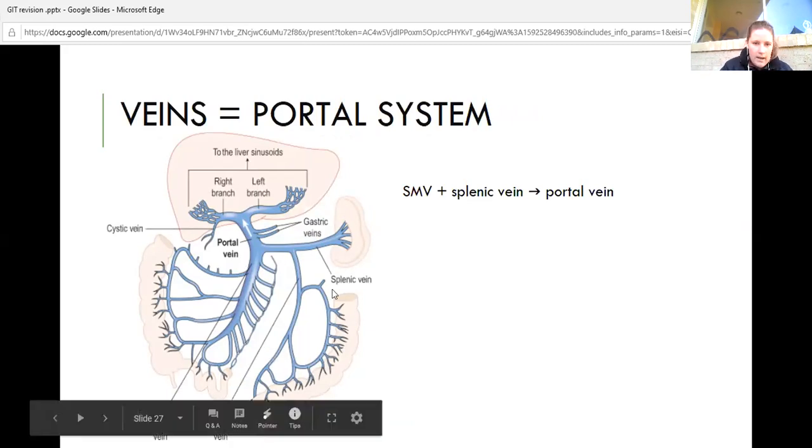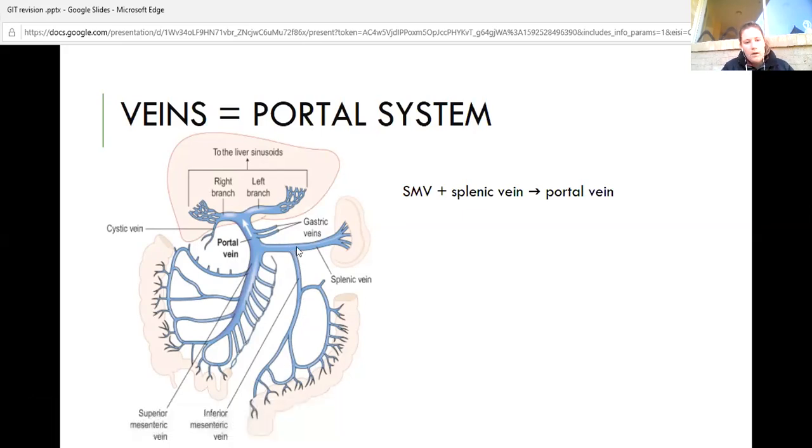And so the main vessels are the superior mesenteric vein and the splenic vein, and they form the portal vein that then enters the liver. And also there's the inferior mesenteric vein, which usually joins with the splenic vein on the way to the liver.